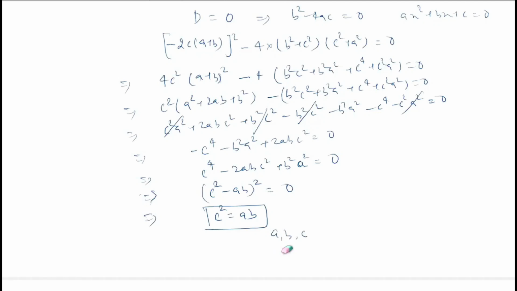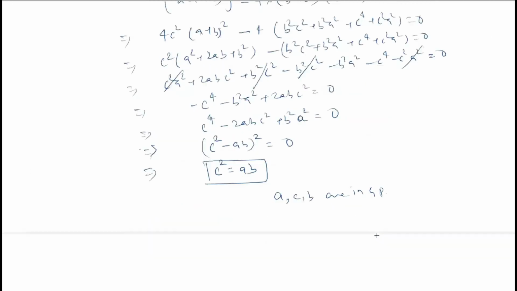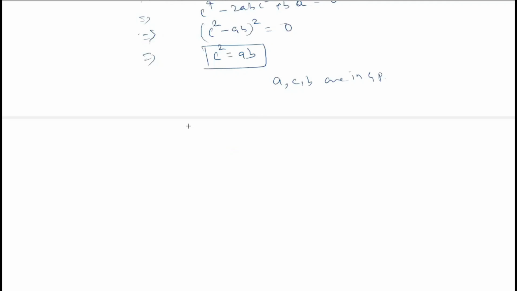It is not ABC, but rather ACB are in GP. ACB are in GP. It's geometric progression. So just like AP, which I was mentioning, this is geometric progression. What is a geometric progression? For AP, the second term minus the first term would be a constant, and the third term minus the second term would be a constant. In this case, the second term divided by the first term, and the third term divided by the second term, would be constant. For example, 2, 4, 8, 16, 32, 64 are in GP.